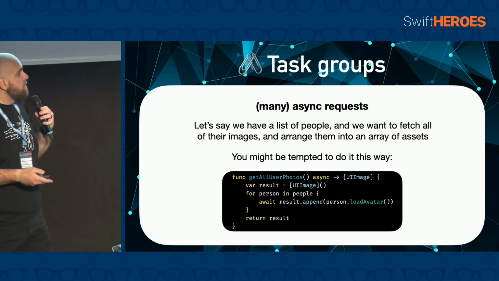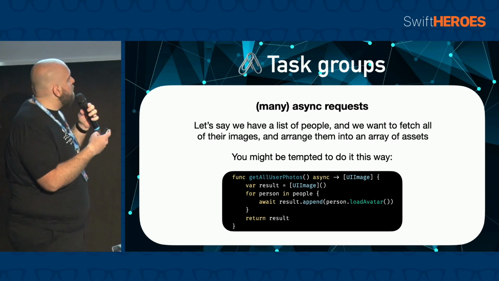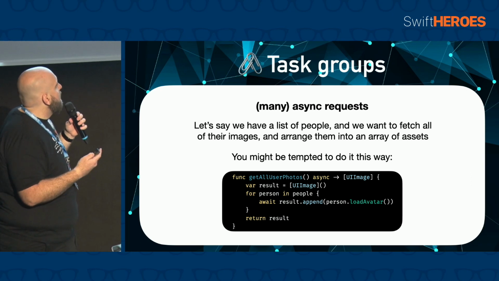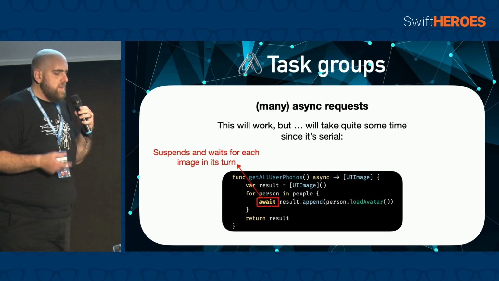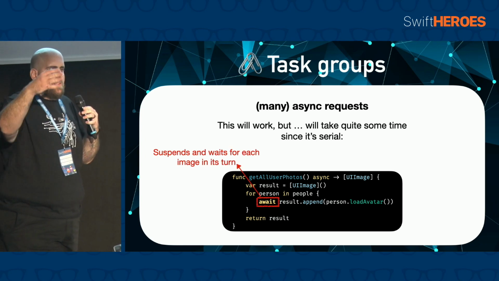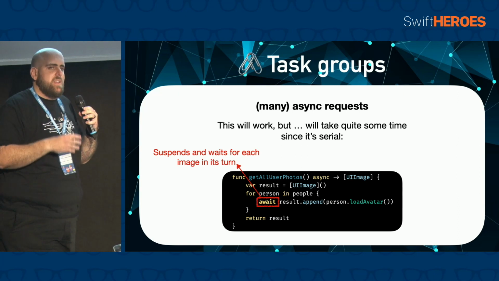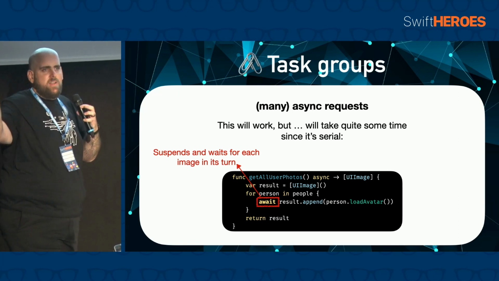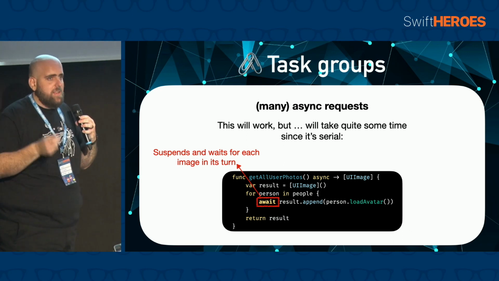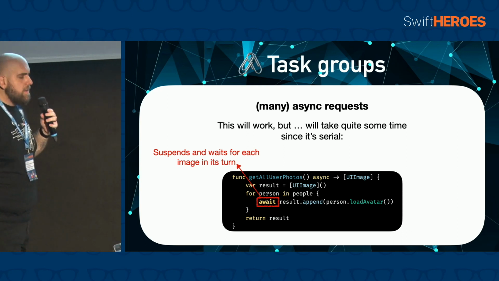So you might be tempted to just iterate over them in a for loop and then await each of the results. And this will work, but it's not performant, just because it's serial. So this await is going to wait for each avatar in line. If you have a list of 100 people, it will wait 100 times for all these avatars to complete instead of running, I don't know, 100 requests together and waiting for the images to come back.